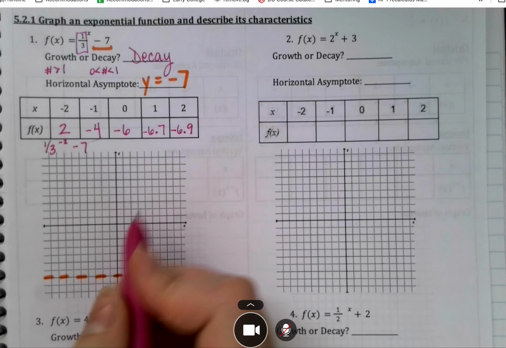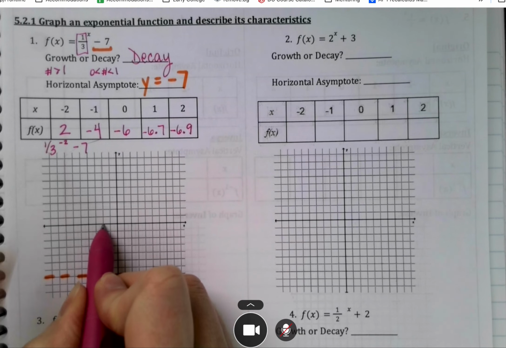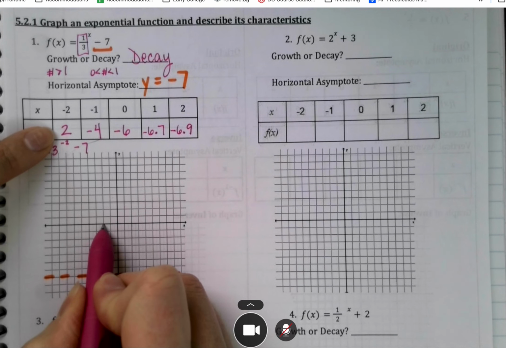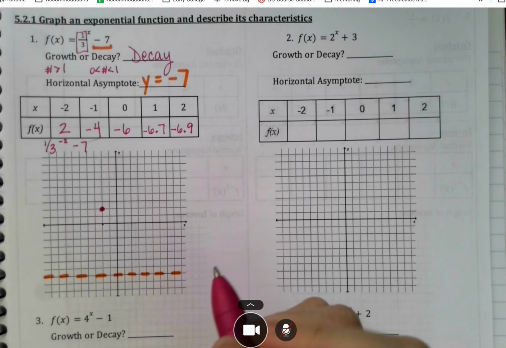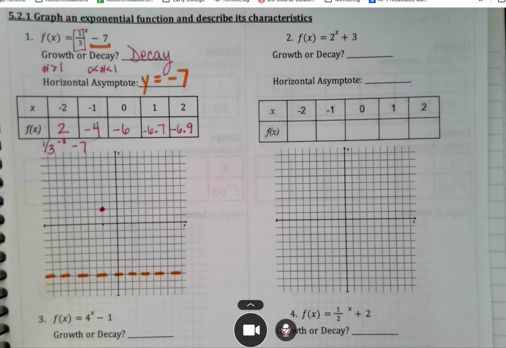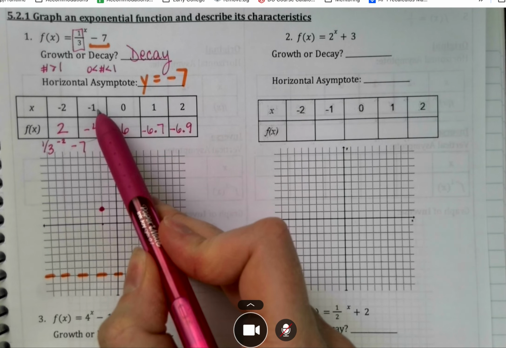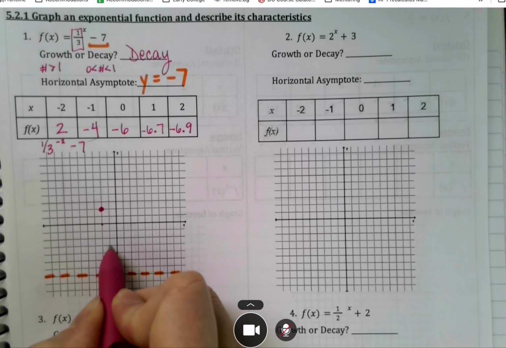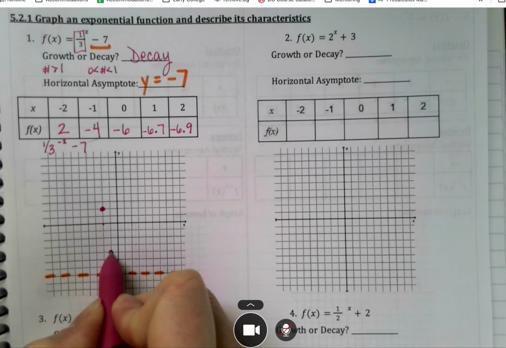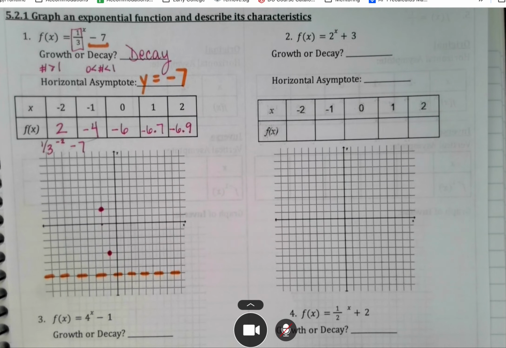So my x value is -2. So I'm going to go over to -2. And my y value, or my output, is +2. So I'm going to go up to +2 here. I got that one graphed. So the -1, -4. My x value is -1. My y value is -4. That's my second point.